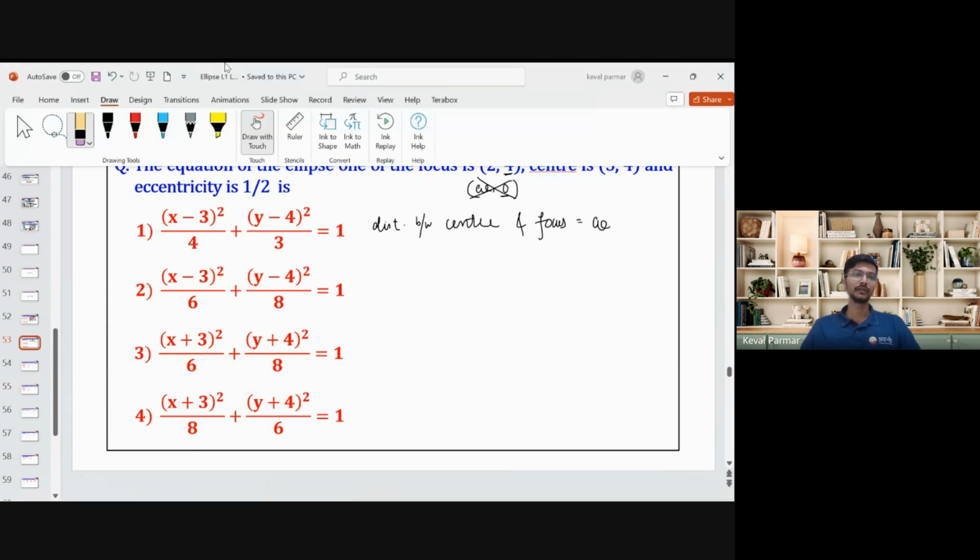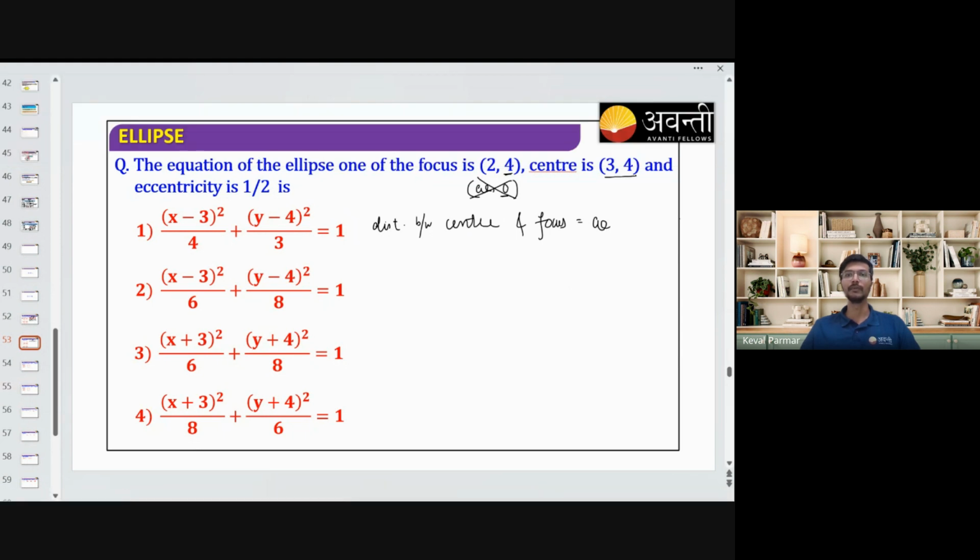So what have we been given as center? It is (3, 4). And what is the focus? It is (2, 4). Correct? So what is the distance between center and focus? We can directly write it as 1. Or you can use the distance formula as well. So it will be 1 plus 0 equals ae. So I think ae will be equal to 1 and e is given as half. So if e is half, then I'll get a equals 2.